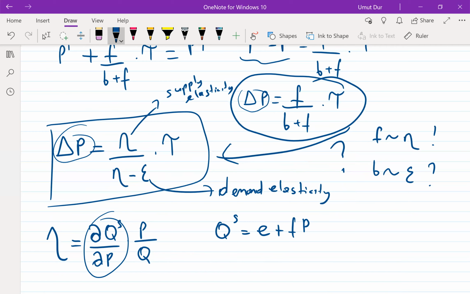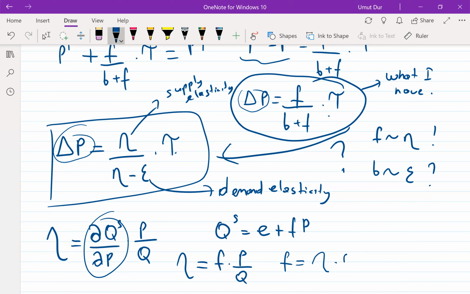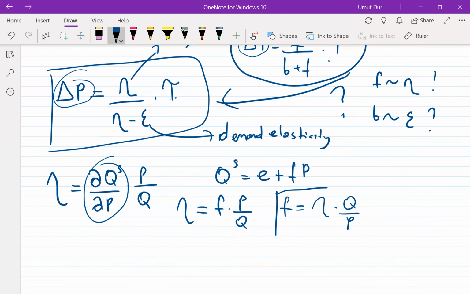That derivative is F. So I can write eta as F times T over Q. Remember, this is what I have right now. I would like to transform this one to this one. So what I will do is leave F alone, which means that I will write it in terms of eta times Q over T. I find the representation of F in terms of eta.